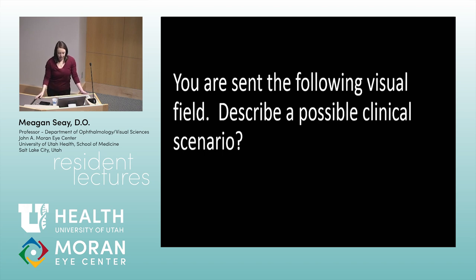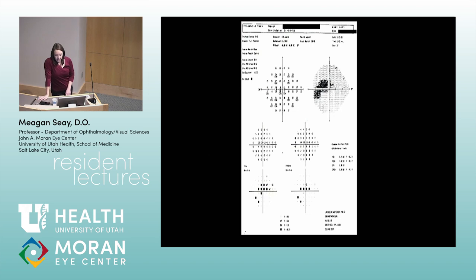So let's start with some cases. Someone sends you this visual field. This is all you know about the patient. What kind of things are going through your mind when you see this visual field? All we have is this one, which is the left eye. So you guys talk amongst yourselves, come up with a clinical scenario for this, what might be causing it, what else you want to know about this patient.